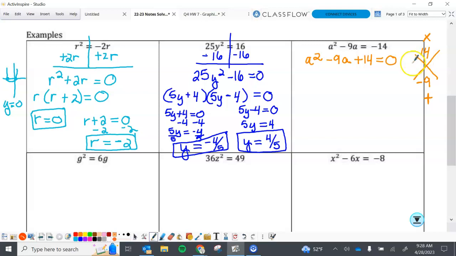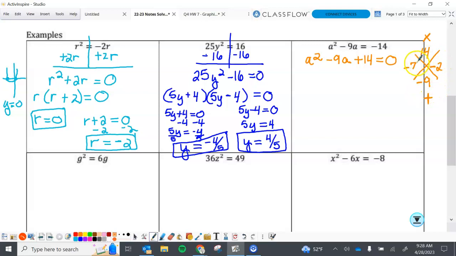Now, I think it's a combination of 7 and 2. 7 times 2 multiplies to 14, but it's not going to add to a negative 9, so we're going to need negative signs for both of these. Keep in mind a negative times a negative will get you a positive value, but when we add 2 negatives, we just get more negatives.